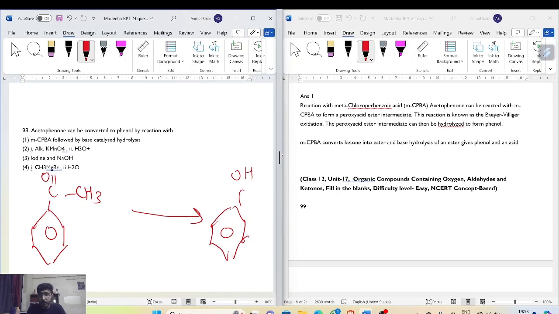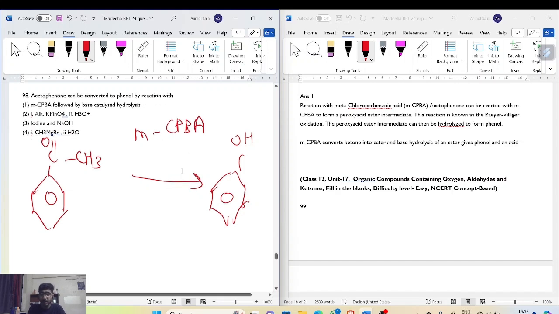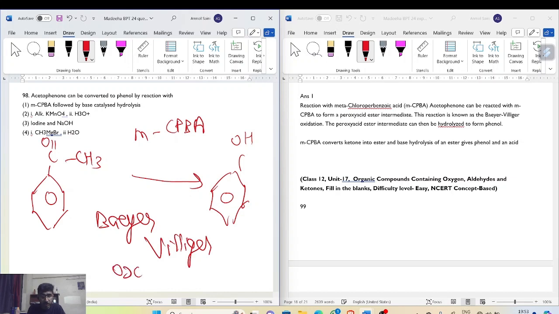meta-chloroperbenzoic acid, which is MCPBA. Its full form is meta-chloroperbenzoic acid, and this is an important name reaction, and the name is Baeyer-Villiger oxidation reaction. This is a very famous name reaction in which we can directly convert acetophenone to phenol with the help of meta-chloroperbenzoic acid, and after this we have to follow base catalyzed hydrolysis. From this we can directly convert acetophenone to phenol. So option number 1 is our correct answer.